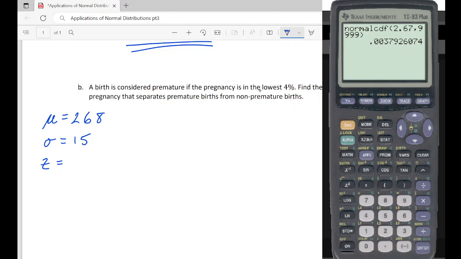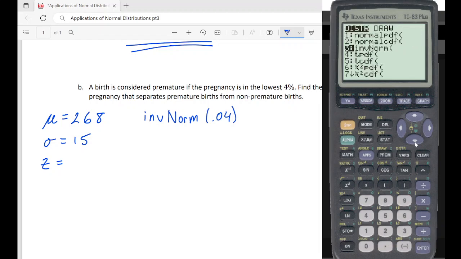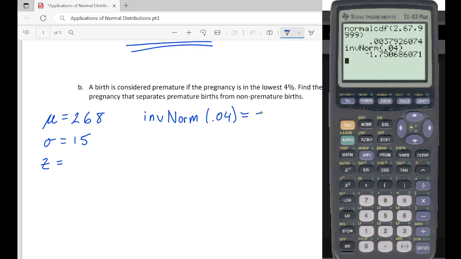So we know it's the lowest 4%, so we're going to do inverse norm of 0.04. We're just going to plug that in since it's already the bottom percent that we need, and we're going to find out what the z-score is. So bring up the calculator, and we're going to do second, vars, number 3, and our area here is 0.04. And then hit enter, and we're going to get negative 1.75. So negative 1.75, that's our z-score.